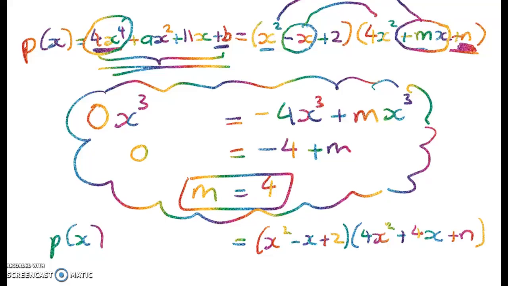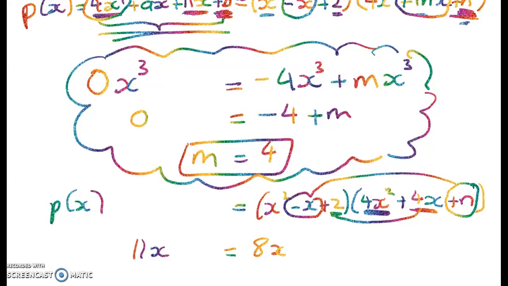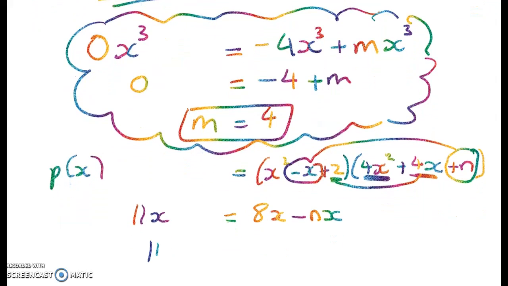How can I do that? Well, I still can't really work with this b, the constant, because that would give me b is equal to 2n, which is pretty useless. But I can pick on the 11x now, and I'm going to figure out the x terms. So we have 11x, which is not going to come from 4x squared times anything, but if I take the 4x and the 2, that gives me 8x. And if I take the plus n here and the minus x here, that gives me the other x part. Right, so we have 11 equals 8 minus n, giving me n equals negative 3.